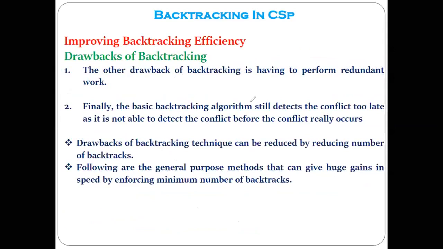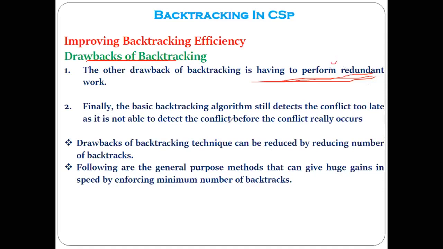Now come to the drawbacks of backtracking that we have also discussed. What are the drawbacks of backtracking? One of the major drawbacks is that backtracking has to perform redundant work. Now tell me, what do you mean by this? What do you mean by redundant work? Even if something is not required, we are still doing it, and we are doing the same thing again and again. Got the point? So that is one of the drawbacks of backtracking.